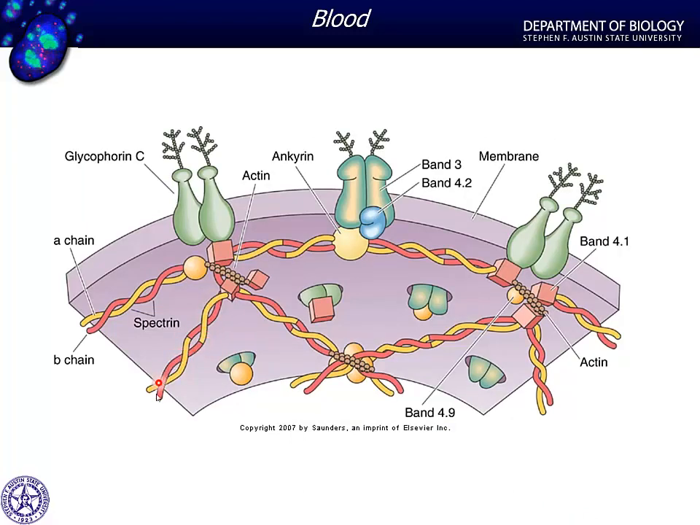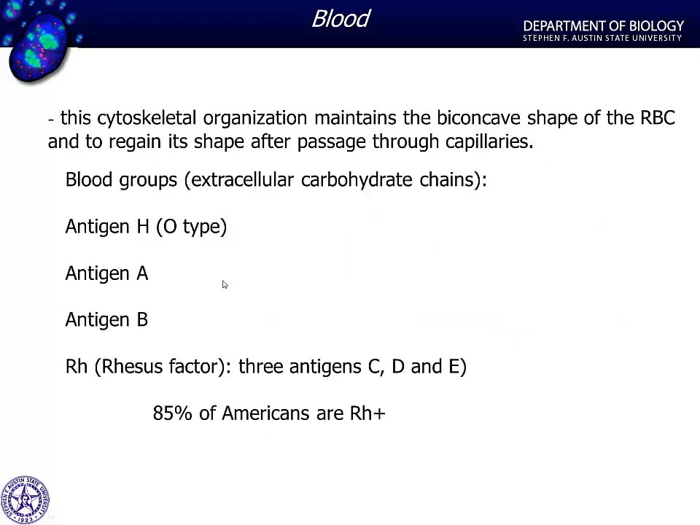It is a twisted dimeric molecule. We can see actin is involved. We also have band 4.1 that's going to help to cross-link all these molecules together, and all of these interact with band 3, glycophorins, to hold them in place in the membrane, and then, as I mentioned, pull the membrane downward into that biconcave shape.